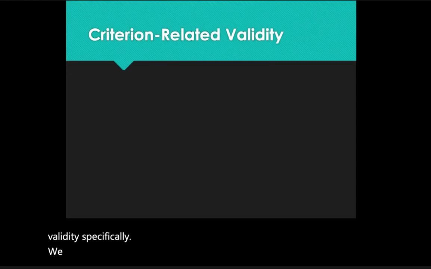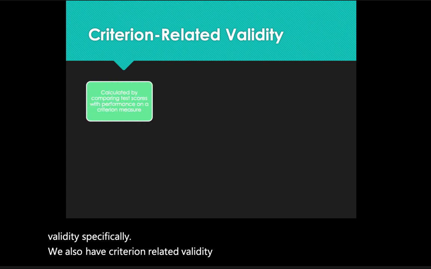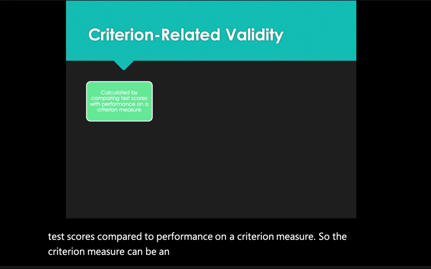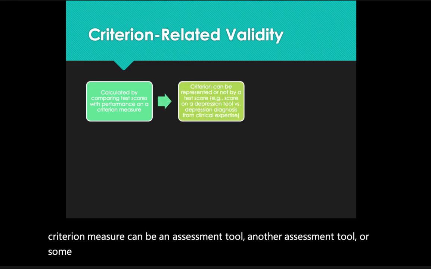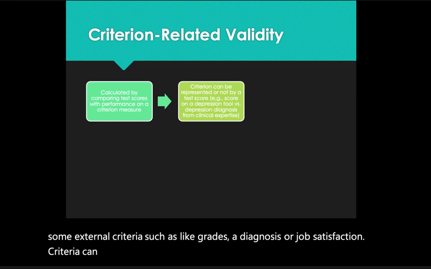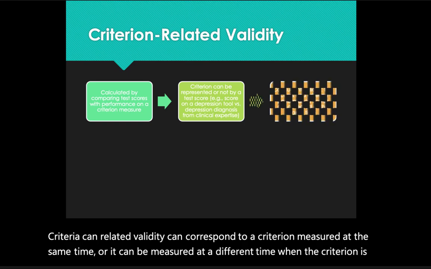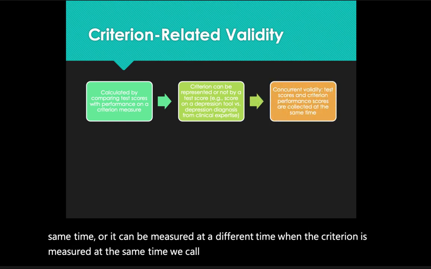We also have criterion-related validity, which refers to the extent to which test scores compare to performance on a criterion measure. So the criterion measure can be another assessment tool, or some external criteria, such as grades, a diagnosis, or job satisfaction. Criterion-related validity can correspond to a criterion measured at the same time, or it can be measured at a different time. When the criterion is measured at the same time, we call this concurrent validity.